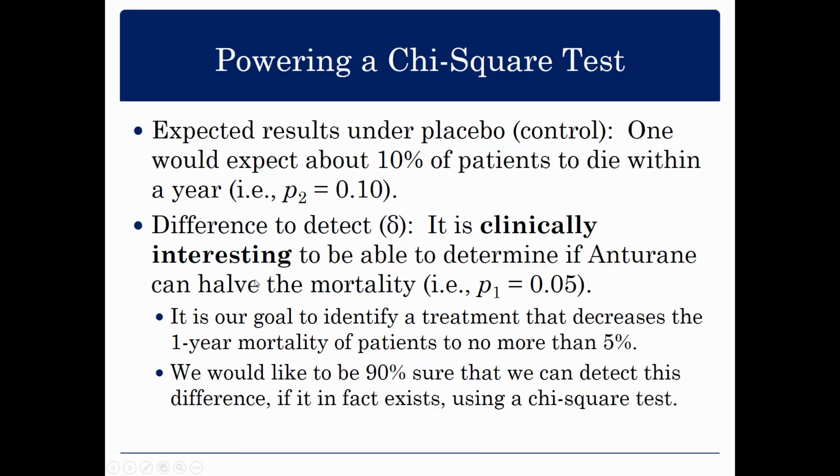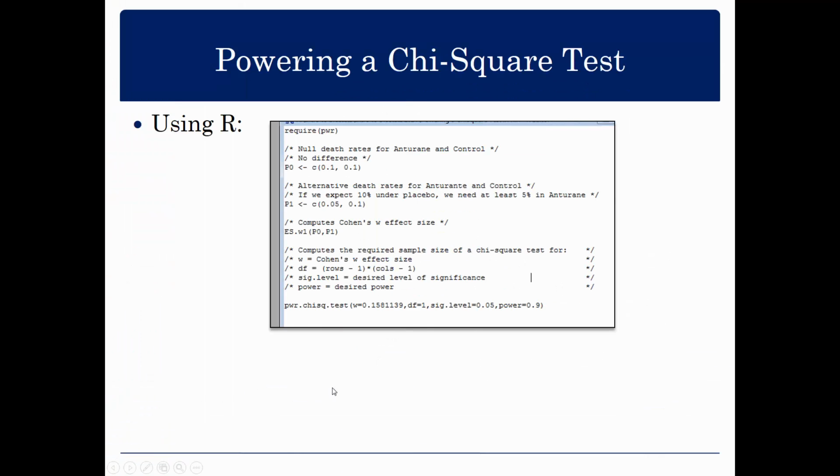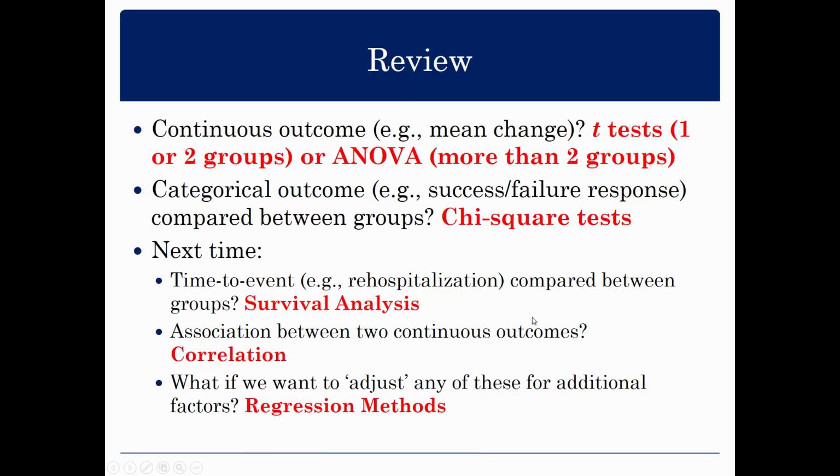Next time, we will cover chi-square tests. I will probably remove one of these examples so we can spend more time on things that I think are most interesting to medical researchers, the survival analysis, and maybe regression and correlation methods. So we'll cover briefly a little bit about the yes, no, or success, failure response, and then we'll get into these others as well.